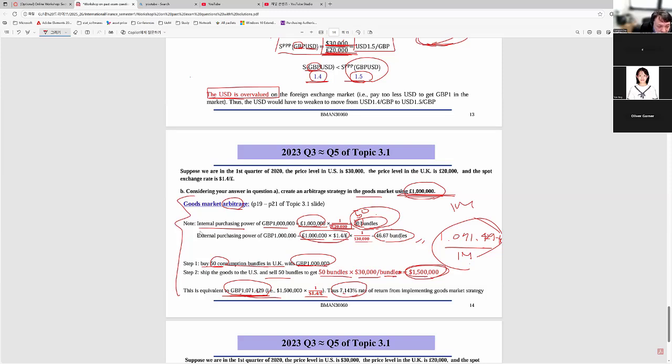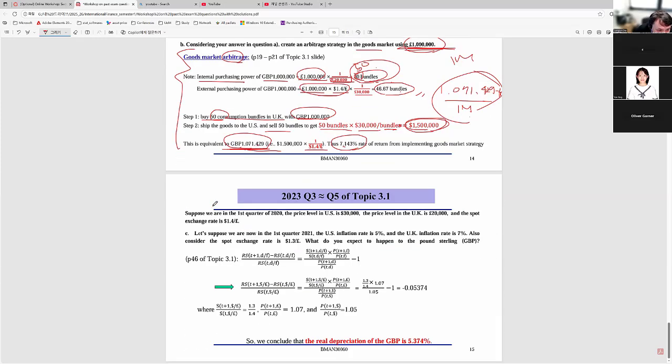But in class, I explained that you don't have to implement this arbitrage strategy. If you think PPP is a good model, then you can think about implementing a currency value strategy, which means you're going to buy the undervalued currency and sell the overvalued currency. You don't have to actually do this goods market arbitrage. Anyway, so that's question 2.